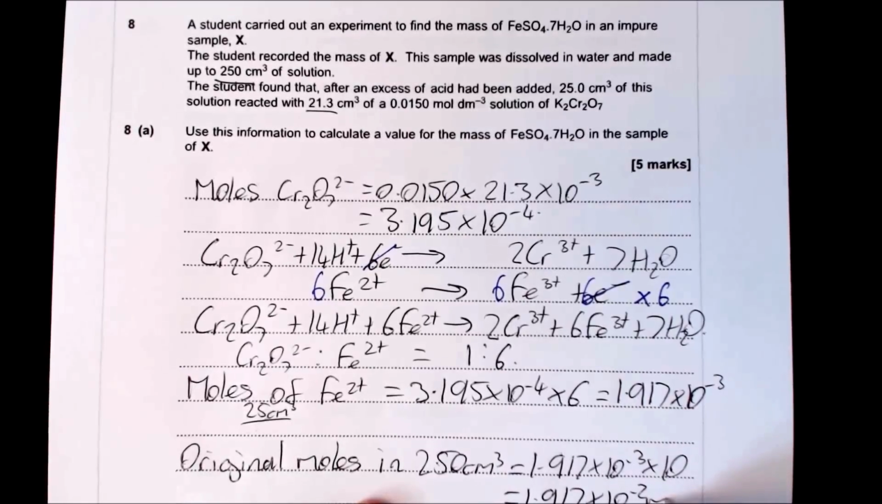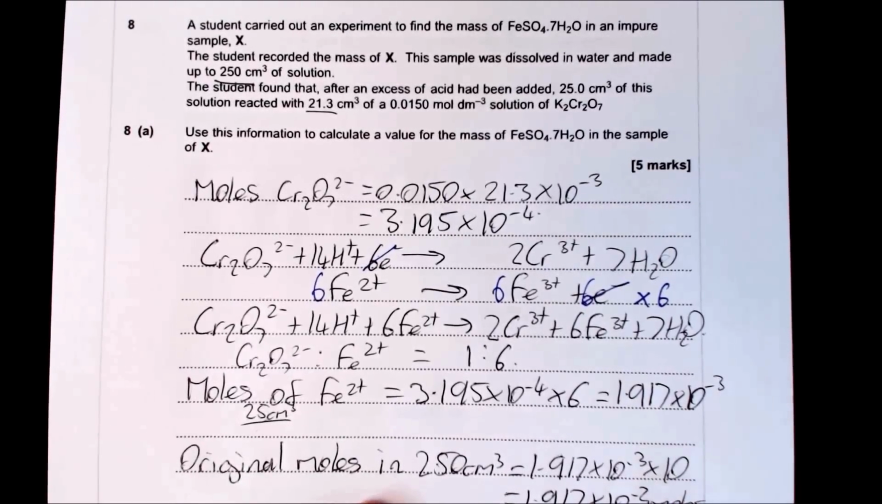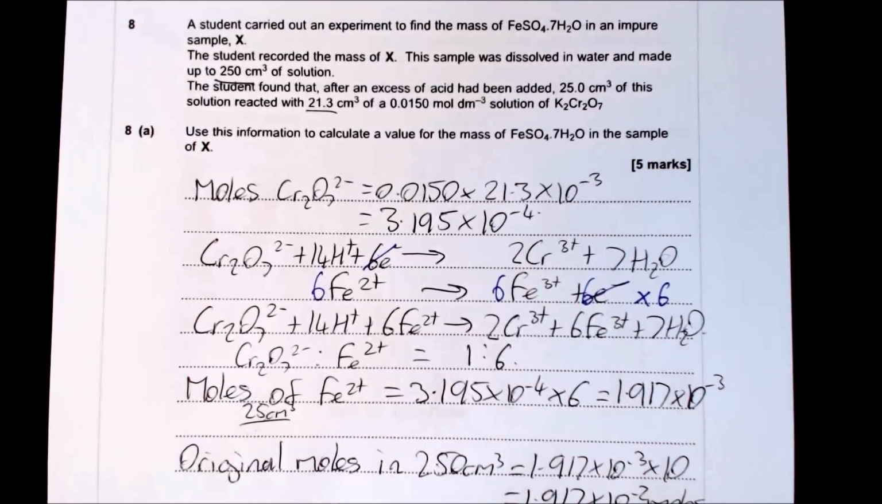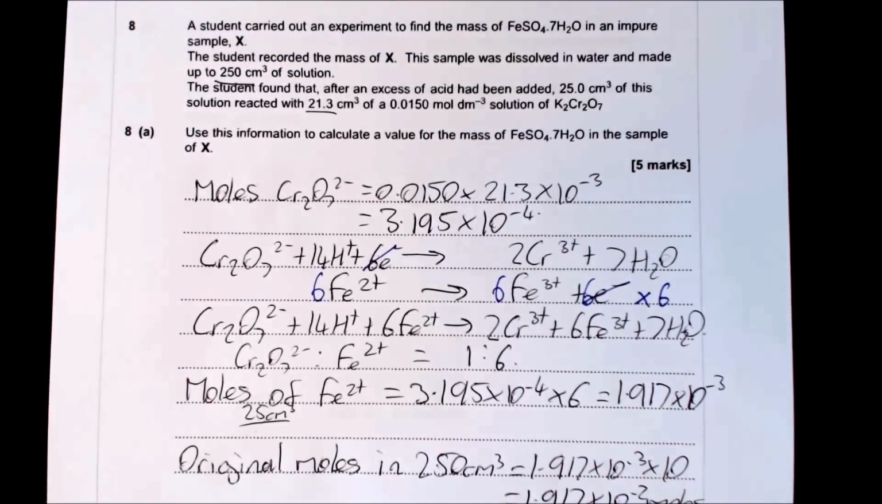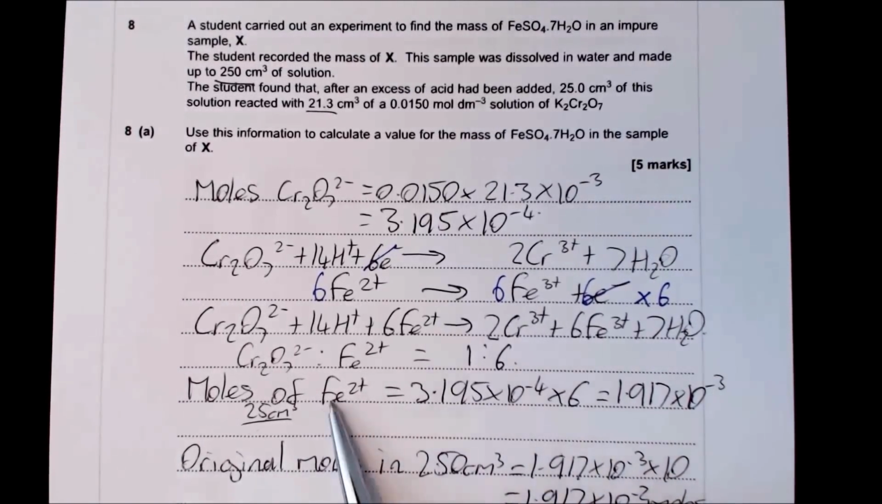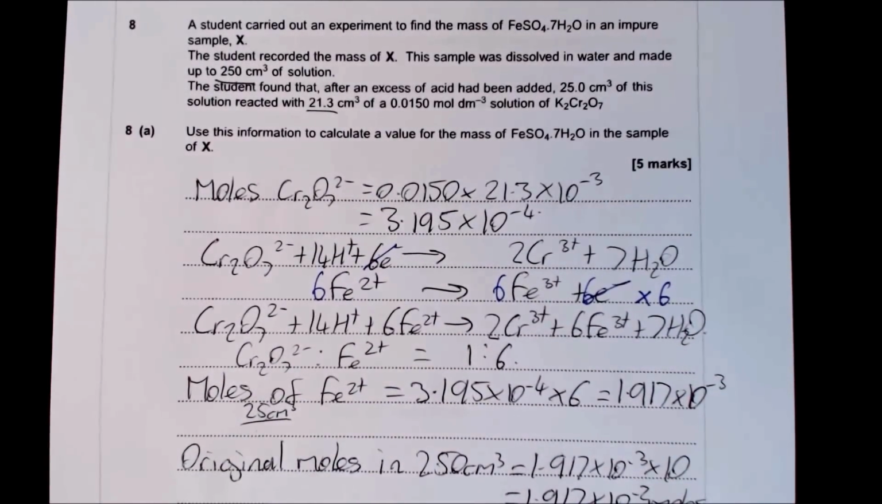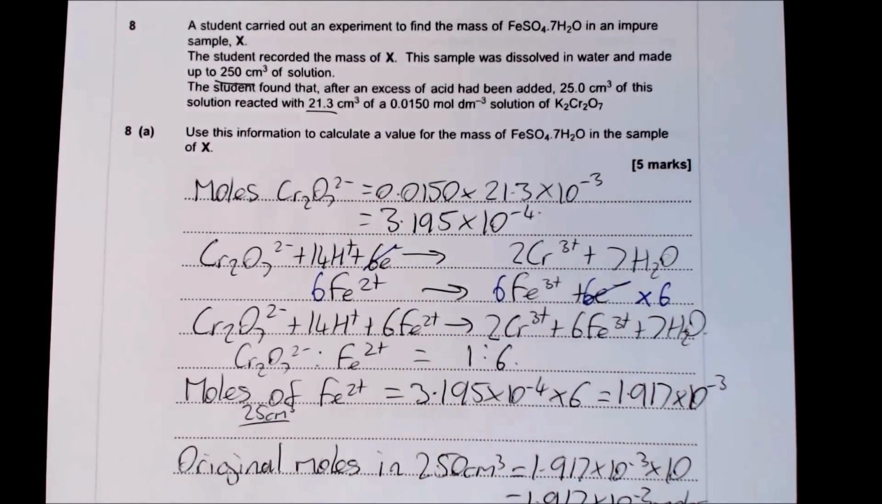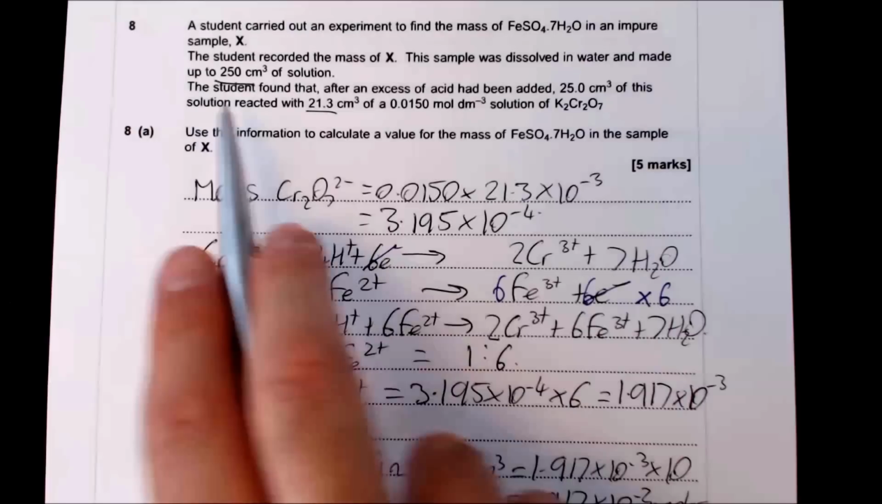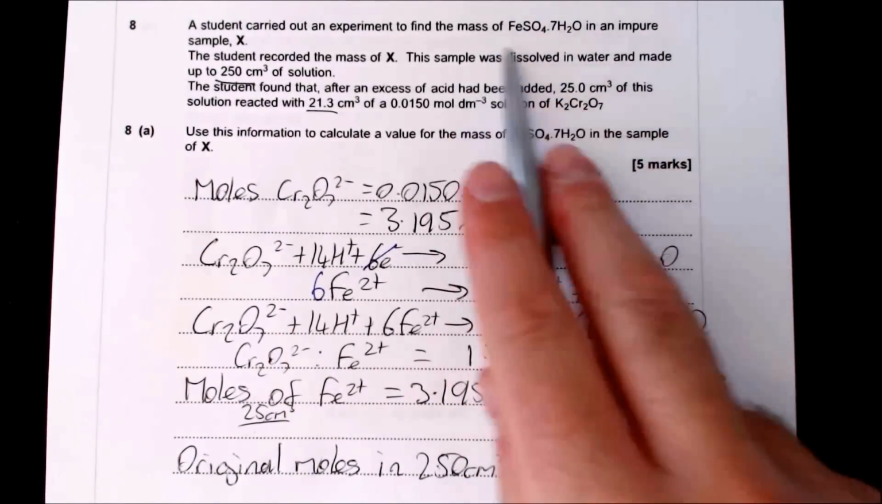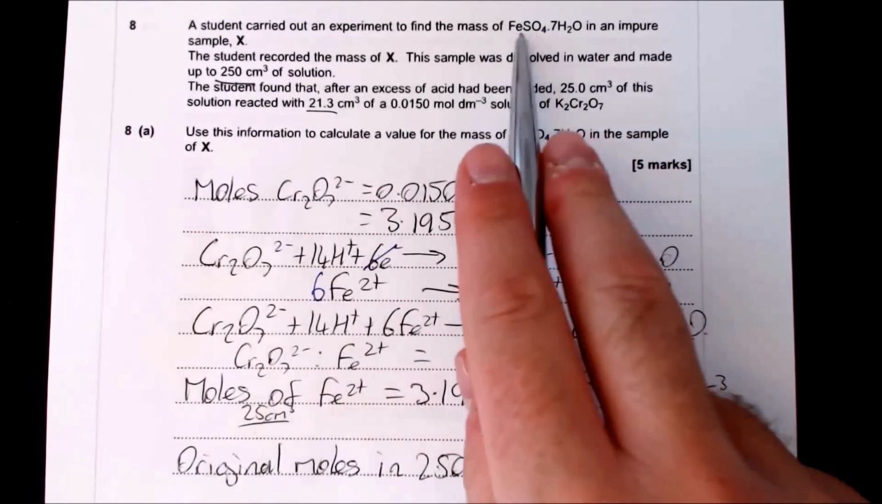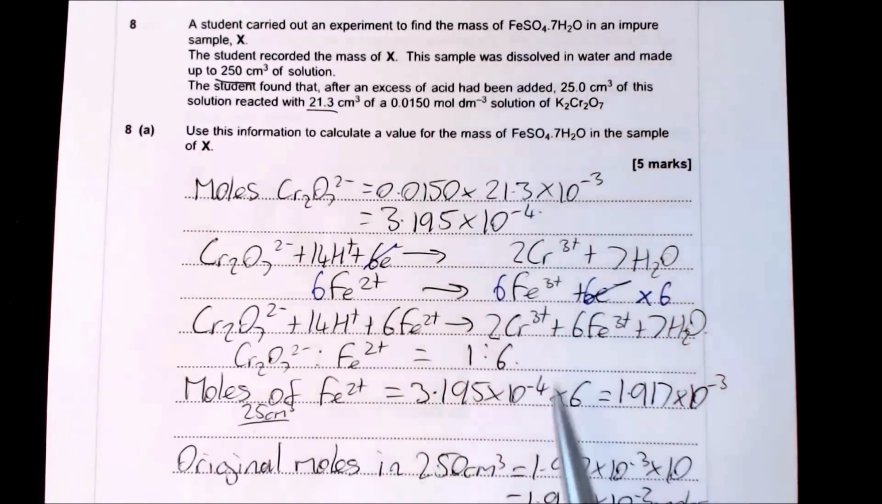There you go. Okay, so 1.917 times 10 to the minus 2 moles. And so this is the original number of moles of iron 2+ in our 250 centimeter cubed flask. Now, that's the number of moles of Fe2+, and that will also be the number of moles of this as well, because obviously the iron has only come from this molecule here.